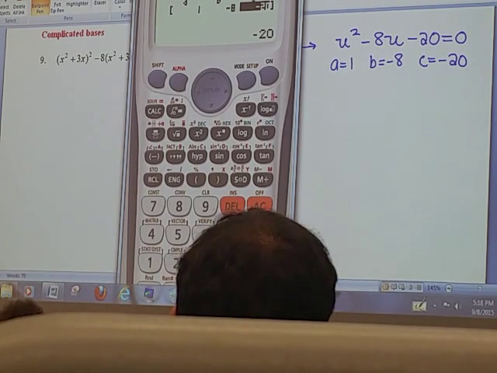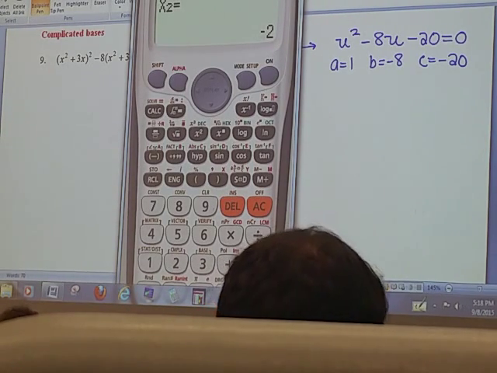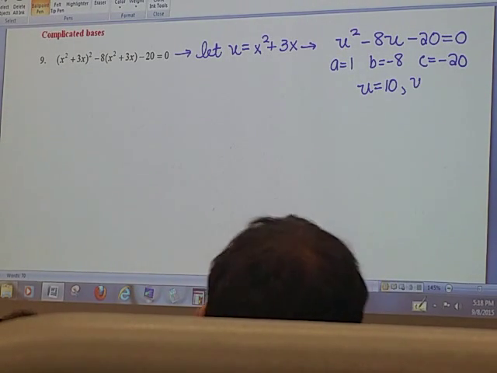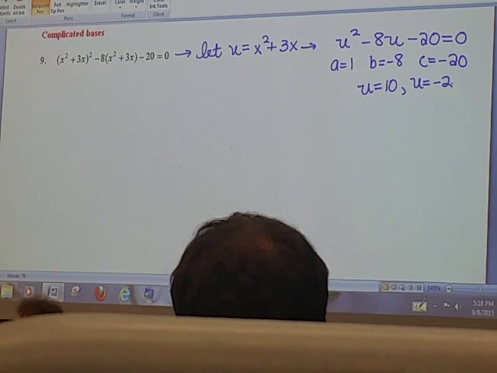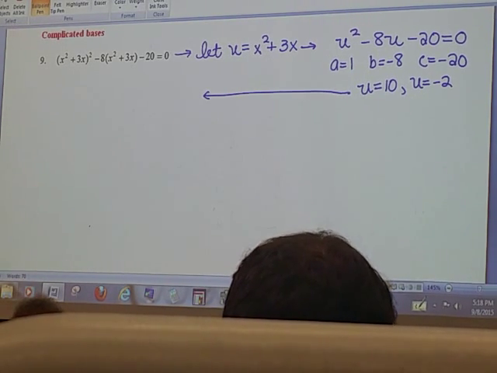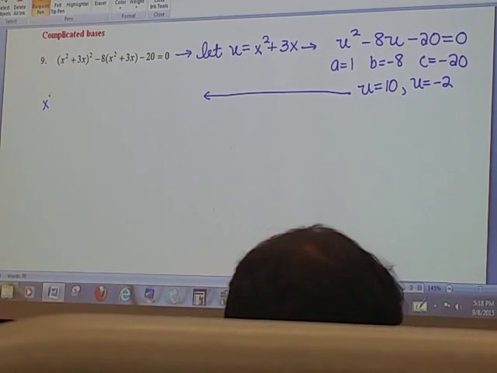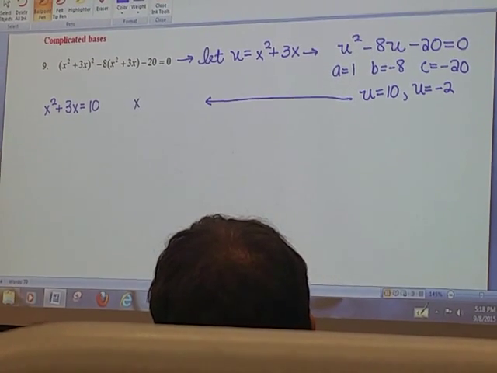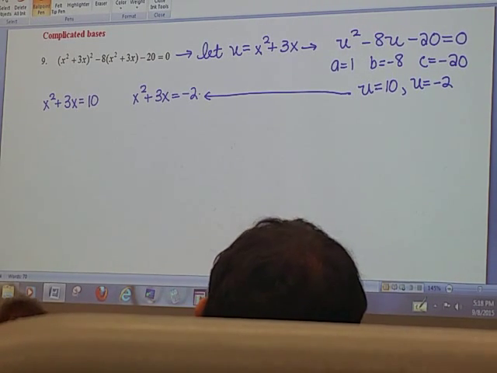Okay, so I have 1, negative 8, and negative 20, so I have 10 and negative 2. So I have u equals 10, u equals negative 2. And back we go. Back to reality. Back to what u is. U is really supposed to be x squared plus 3x. So it's x squared plus 3x, that's supposed to be 10. And it's x squared plus 3x, that's supposed to be negative 2.